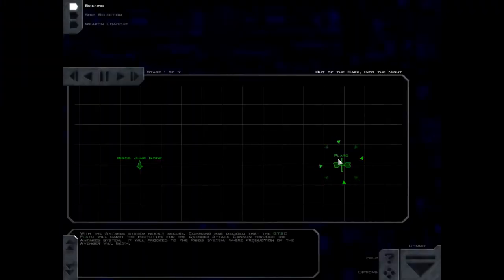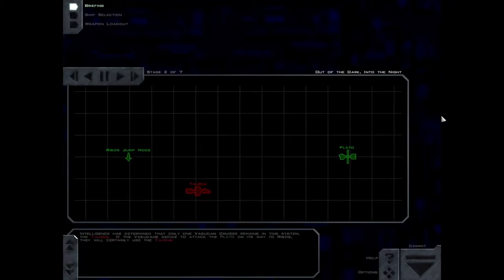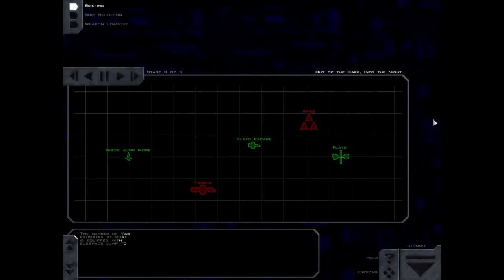With the Antares system nearly secure, Command has decided that the GTSC Plato will carry the prototype for the Avenger attack cannon through the Antares system. It will proceed to the Ribo system where production of the Avenger will begin. Intelligence has determined that only one Vasudan cruiser remains in this system, the Taurus. If the Vasudans decide to attack the Plato on its way to Ribos, they will certainly use the Taurus. The number of Vasudan attack craft in this system is minimal. Intelligence estimates at most two strike squads. If something should go wrong, the Plato is equipped with an escape pod. The escape pod will attempt to make the subspace jump to Ribos.